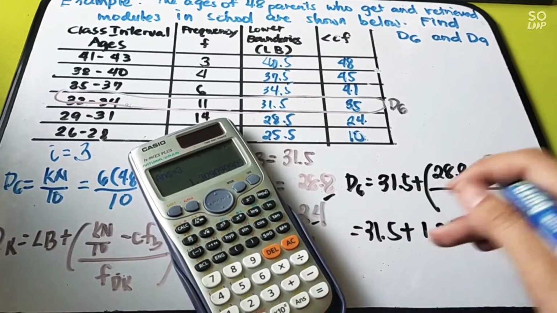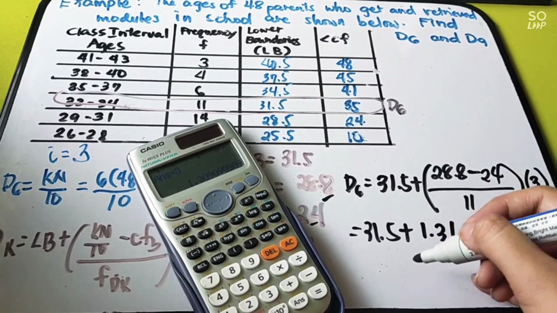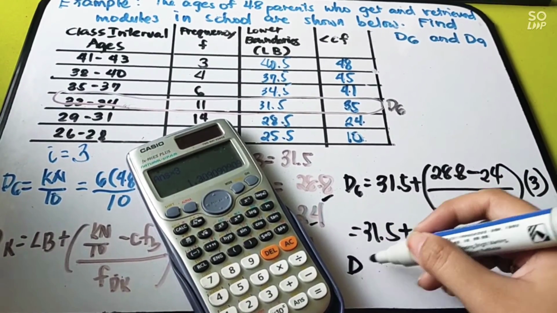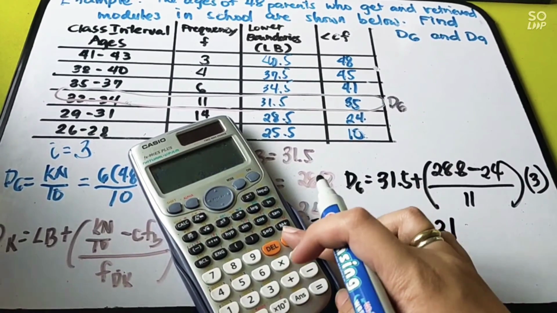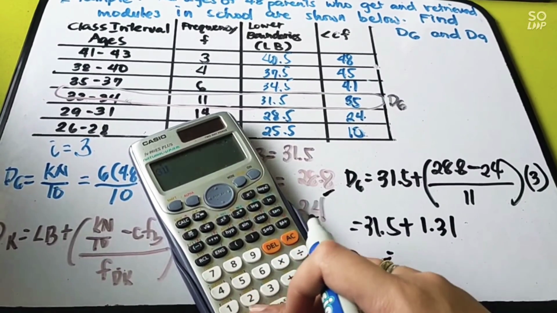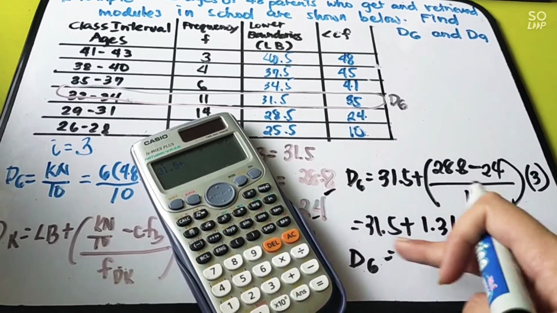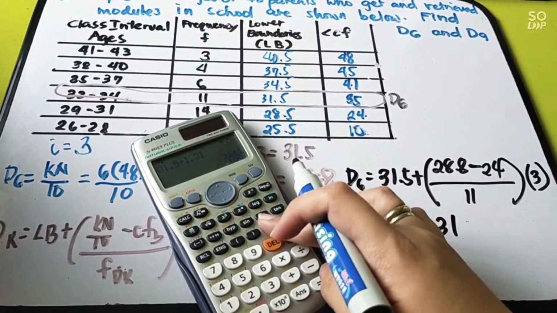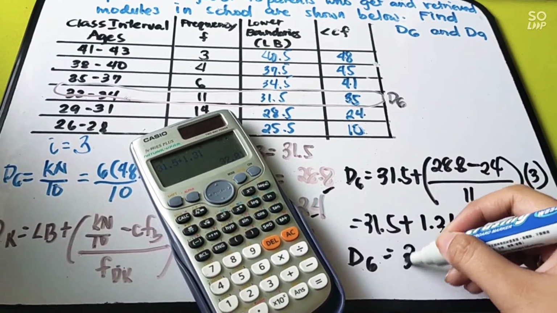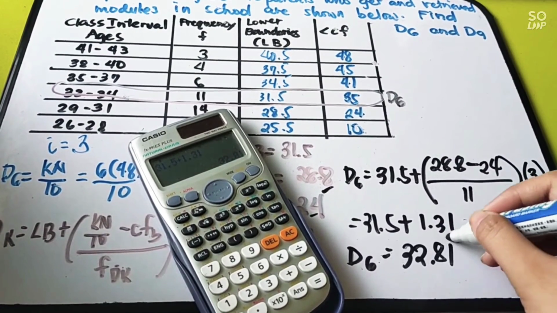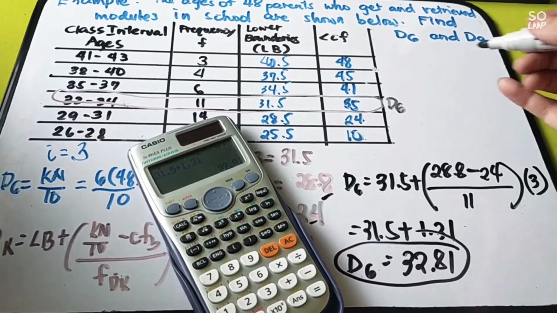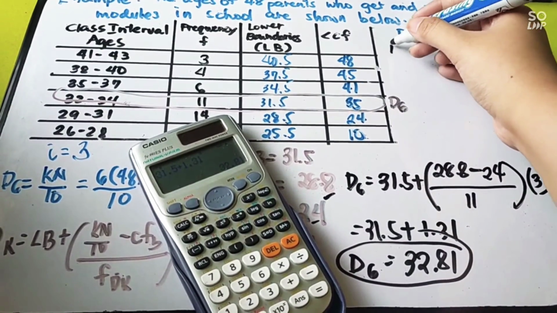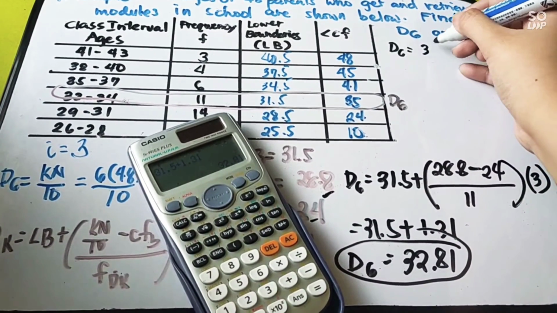1.31. So, i-lowest term mo na siya sa 2 decimal places. So, D sub 6 equals 31.5 plus 1.31 is equal to 32.81. So, yan na yung sagot mo. So, that is D sub 6 or 6 deciles. So, we have 32.81.